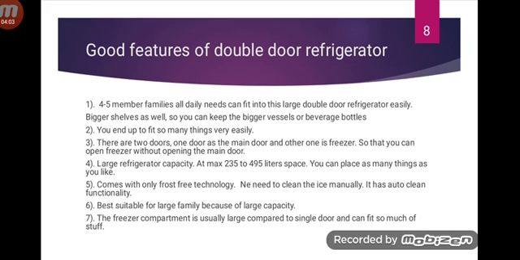Good features of double door refrigerator. So first, for 4-5 member families, all daily needs can fit into the large double door refrigerator easily. Bigger shelves as well, so you can keep bigger vessels or beverage bottles. Second, you end up fitting so many things very easily. Third, there are two doors, one as the main door and the other one as the freezer, so that you can open the freezer without opening the main door. Fourth, large refrigerator capacity of maximum 235 to 495 liters of space. You can place as many things as you like.